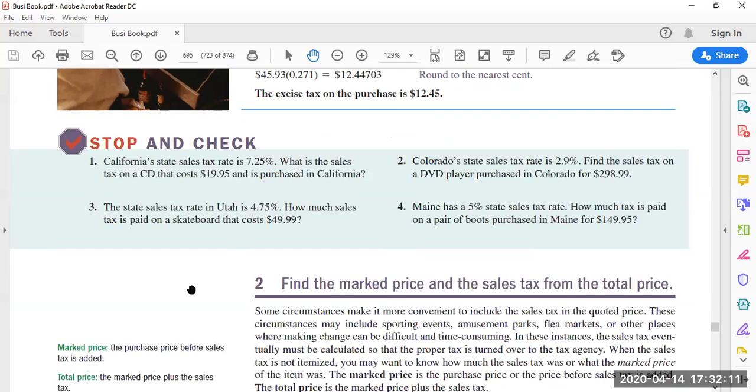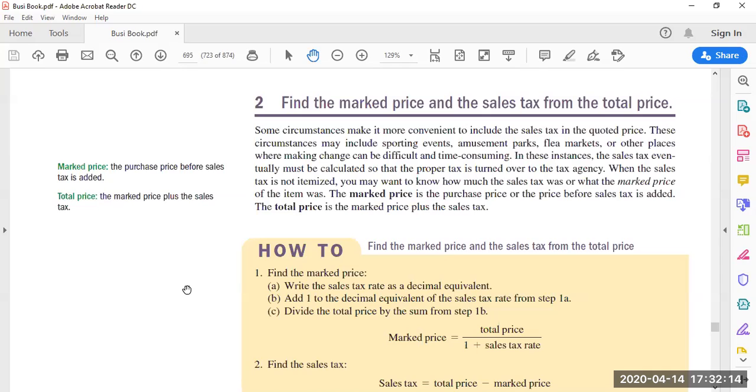The second part of this discussion today is how do we find the marked price and the sales tax if we were given the total price. The marked price is the sales price, really. If you go into the store and you want to buy an item, it has a sales tag on it, a price tag on it. That's the amount you pay for that item. That is your marked price. It is a price that is marked on the sales tag for that product. Hence, it is called the marked price.